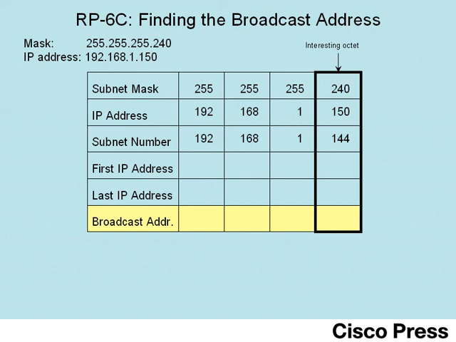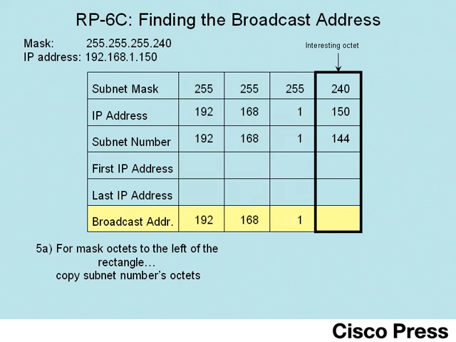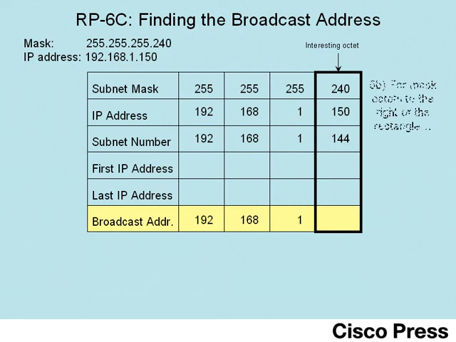Now, as you can see here, at the first step to find the broadcast address, you look for any octets to the left of the rectangle, and then copy down the subnet number's value into the broadcast address. In other words, the subnet number's value in the octets to the left is the same as the broadcast address value in the octets to the left of the interesting octet. Then at the next step, 5b, you look for any octets to the right of the rectangle, which of course there are none. The interesting octet is the 4th octet, there's no 5th octet, so you don't really need to do anything at this step.